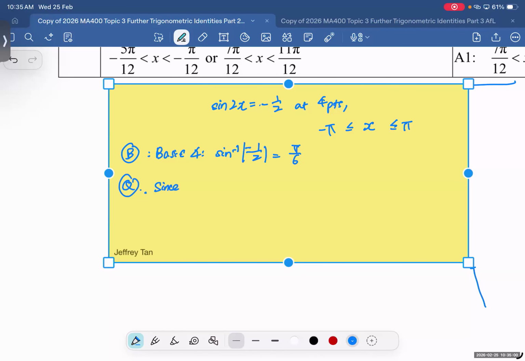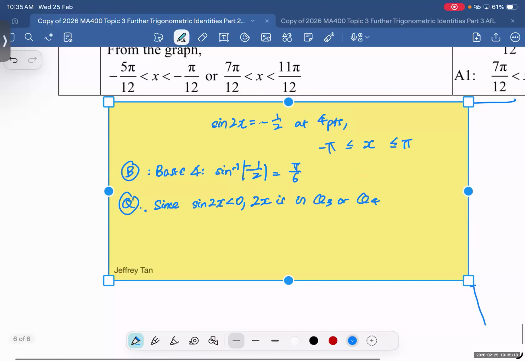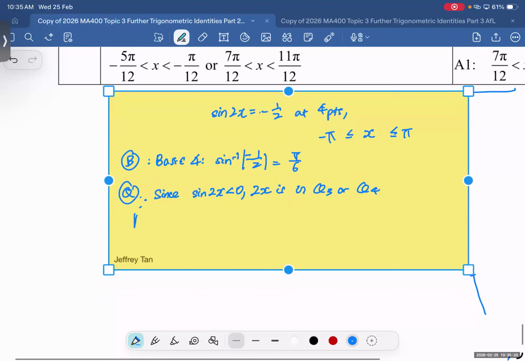Since sine 2x is negative, 2x is in quadrant 3 or quadrant 4. ASTC, sine is negative, so tangent and cosine, T and C. Now, after that, what is the range? The range is that since x is between -pi and pi, 2x is between -2 pi and 2 pi. Is that okay?